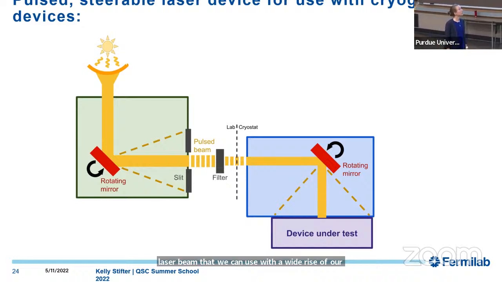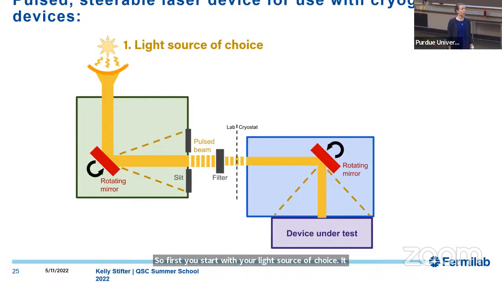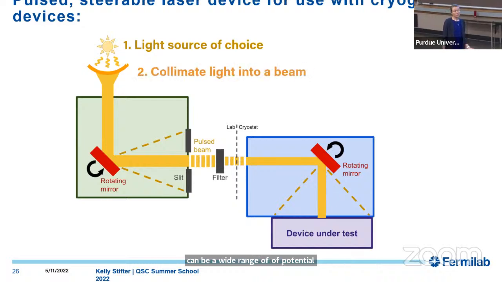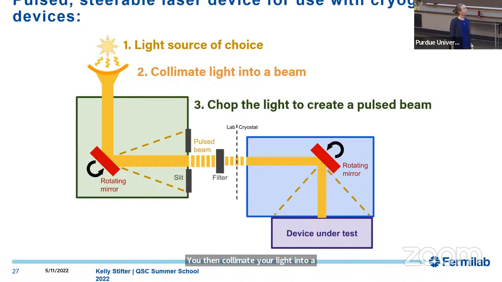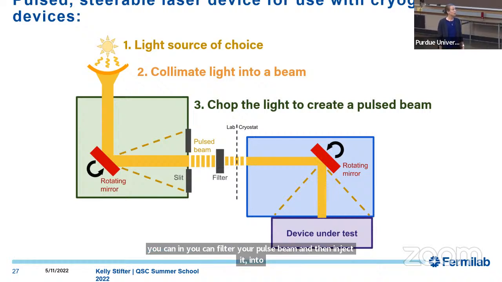And so that's what's pictured here. Let me walk you through it. So first you start with your light source of choice. It can be a wide range of potential wavelengths, so potential energies. You then collimate your light into a beam. And then you can actually chop the light into a pulsed beam. And you do that using a rotating mirror. You can sweep your beam across a narrow slit, and then you get a pulsed beam at the output of that slit.